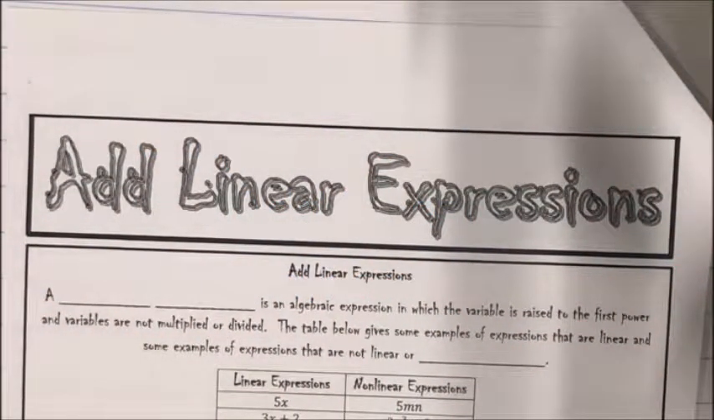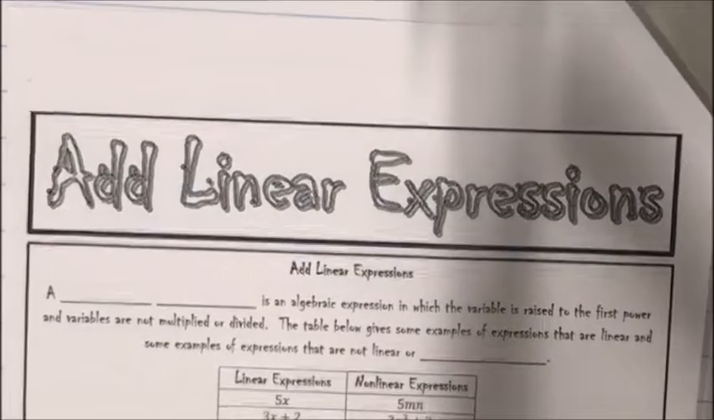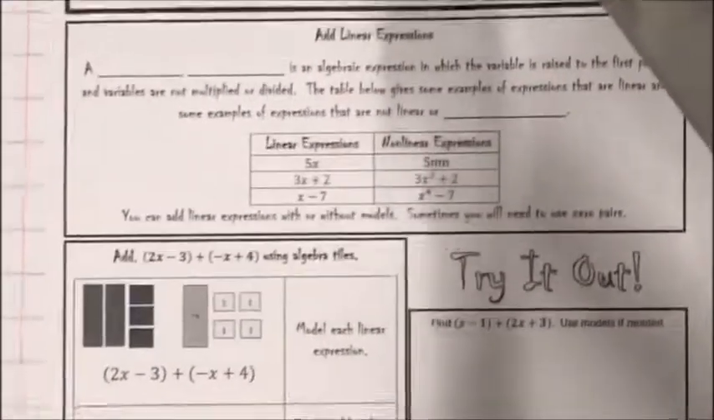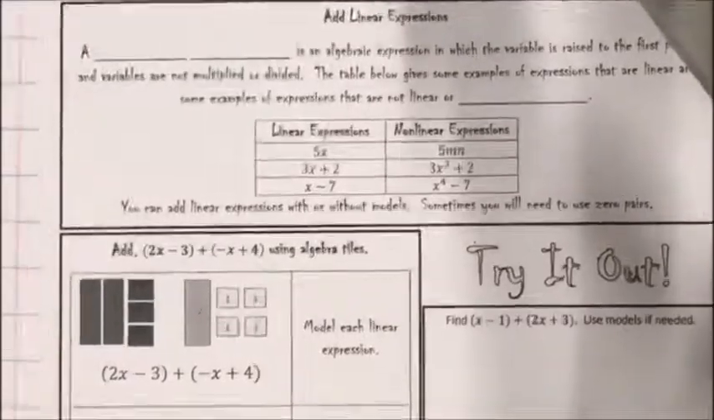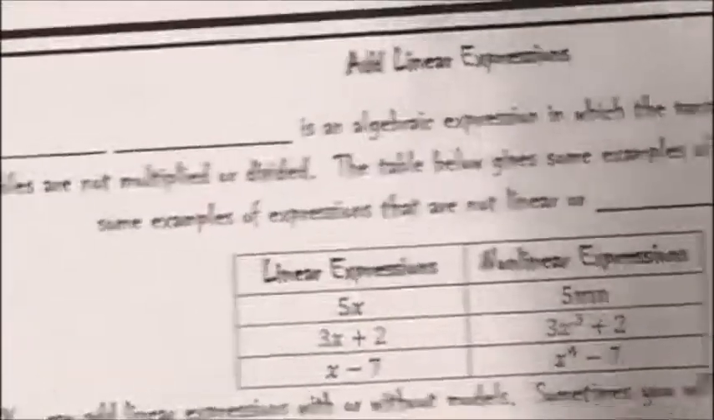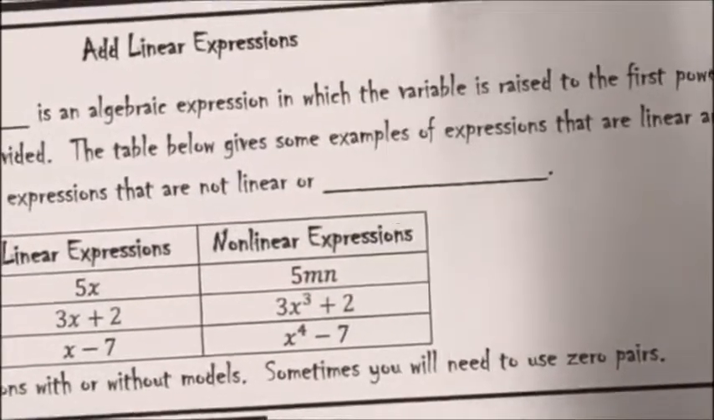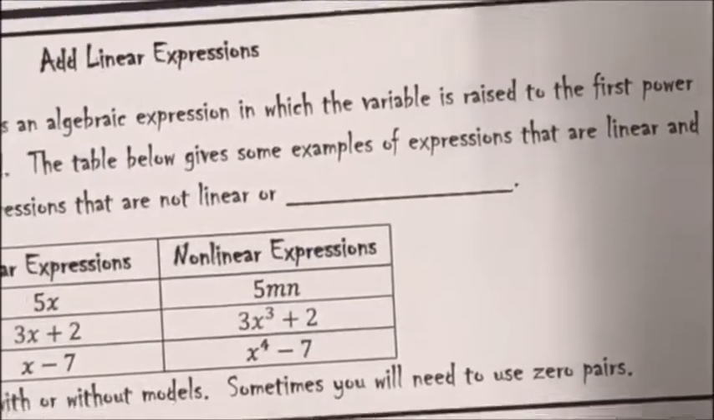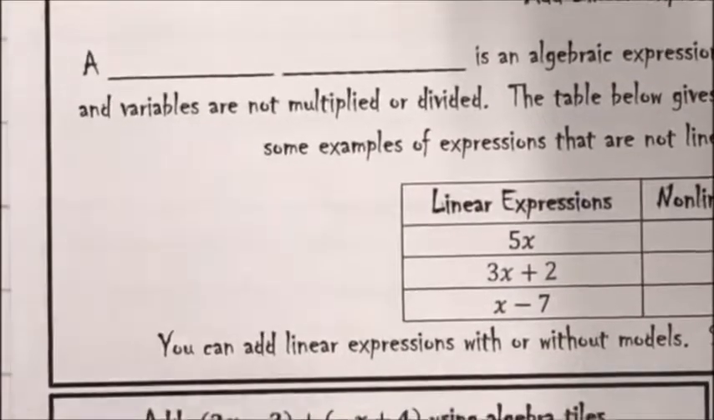This is Chapter 5, Lesson 6, Add Linear Expressions. So when I'm adding linear expressions, a blank blank is an algebraic expression in which the variable is raised to the first power. So in those first two blanks, you're going to write linear expression.